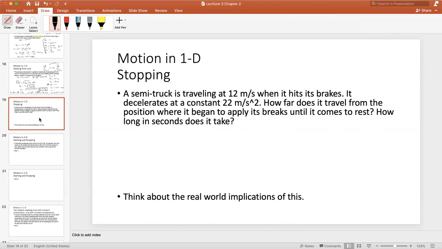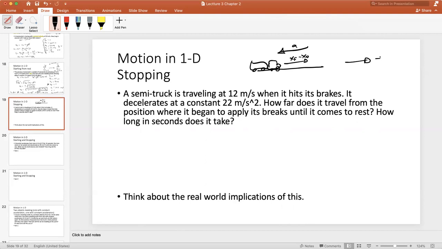We want to know how far it travels from the position where it begins to hit its brakes until it comes to rest. That's telling us that our final velocity is 0, okay? And then we want to know the time. So what we have is we have a semi-truck, and forgive my drawings, okay? It hits its brakes, and so it has an acceleration that way as its X final minus X initial, okay?